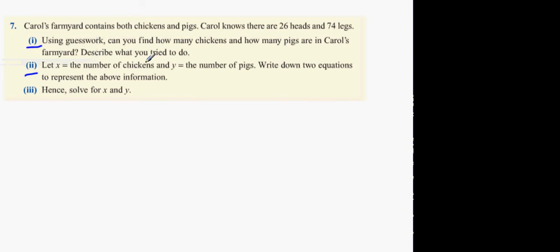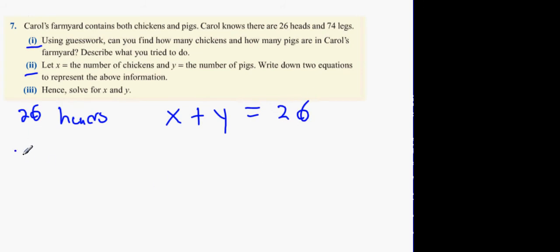Next one. Let X be the number of chickens and Y be the numbers of pigs. Write down 2 equations for the above information. There's 2 informations. 26 heads. 26 heads means that the number of chickens X plus the number of pigs, which is Y, equals 26.